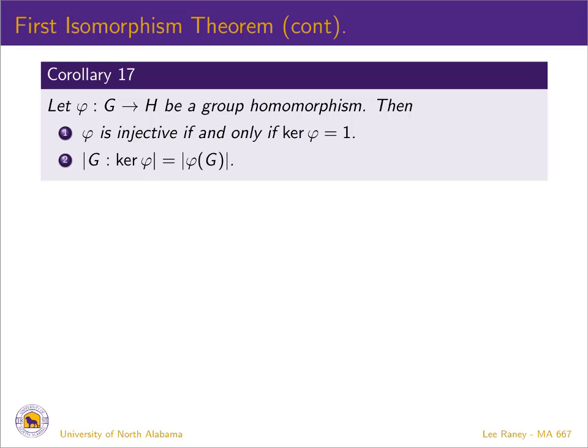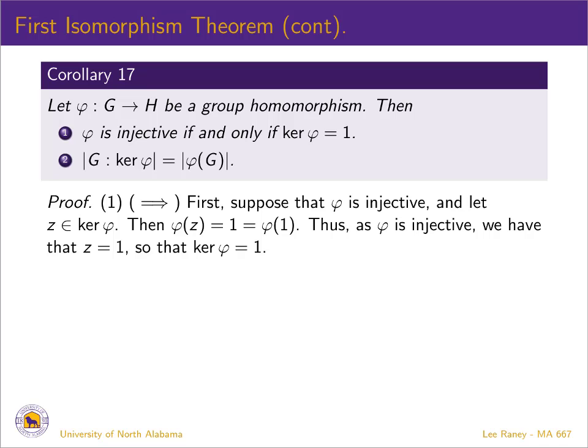All right, now we present a quick corollary, and I think we may have already known some of this, but here's a relatively self-contained proof. So let phi from G to H be a group homomorphism. Then phi is injective if and only if its kernel is 1, and also the index of the kernel of phi in G is equal to the order of the image.